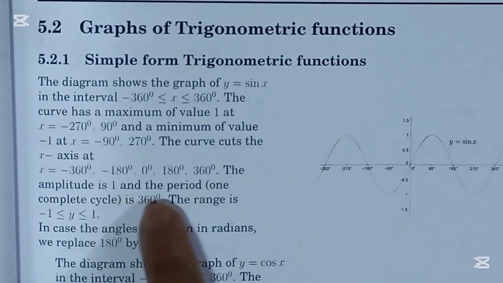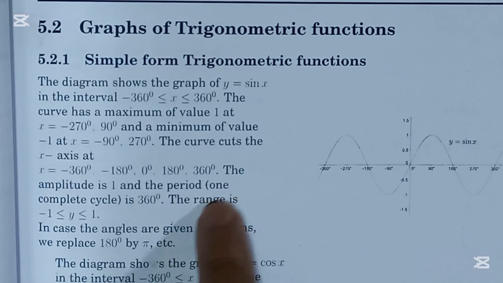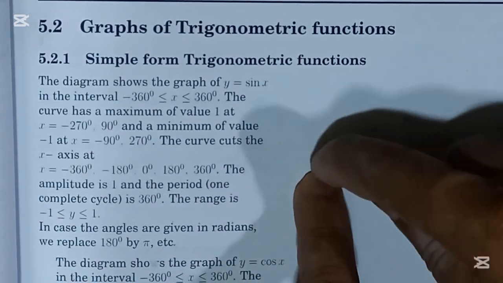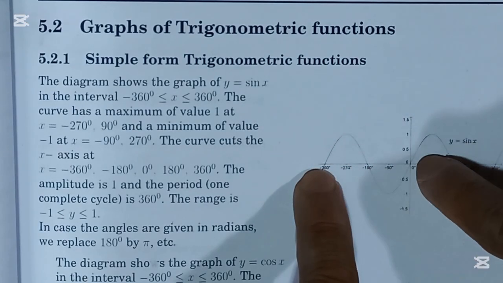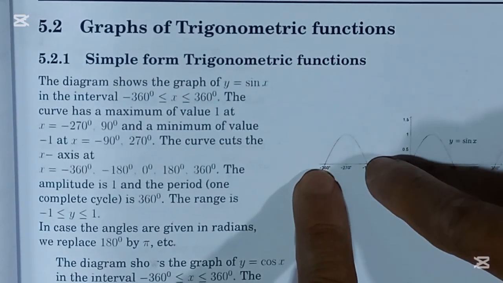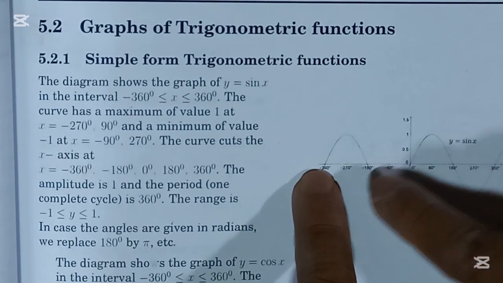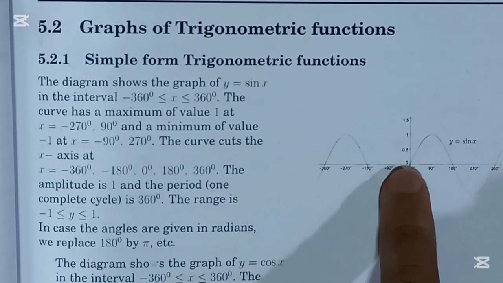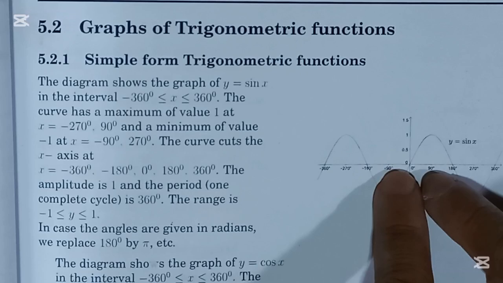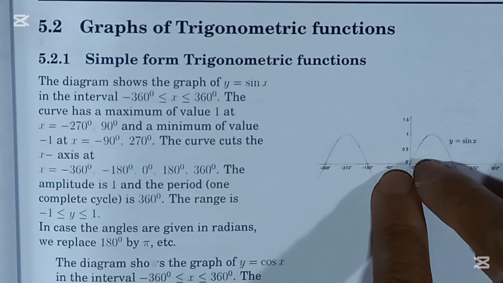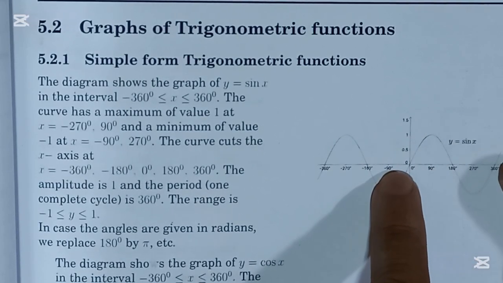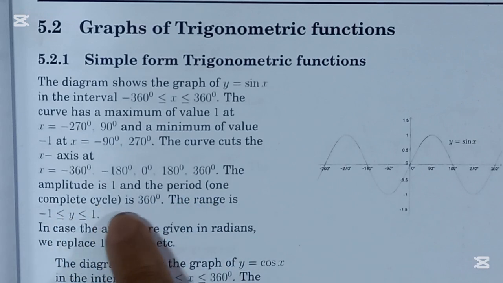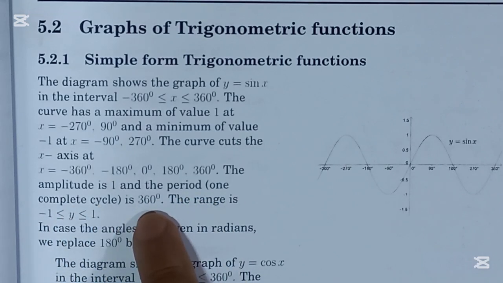And the final thing is the period. Period is one complete cycle. From here, one complete cycle ends at this point. This is the half cycle and this is the complete cycle. So minus 360 to 0, or you may see on the right side of the origin as well, from 0 to 360. It means the period of one complete cycle is 360 degrees.